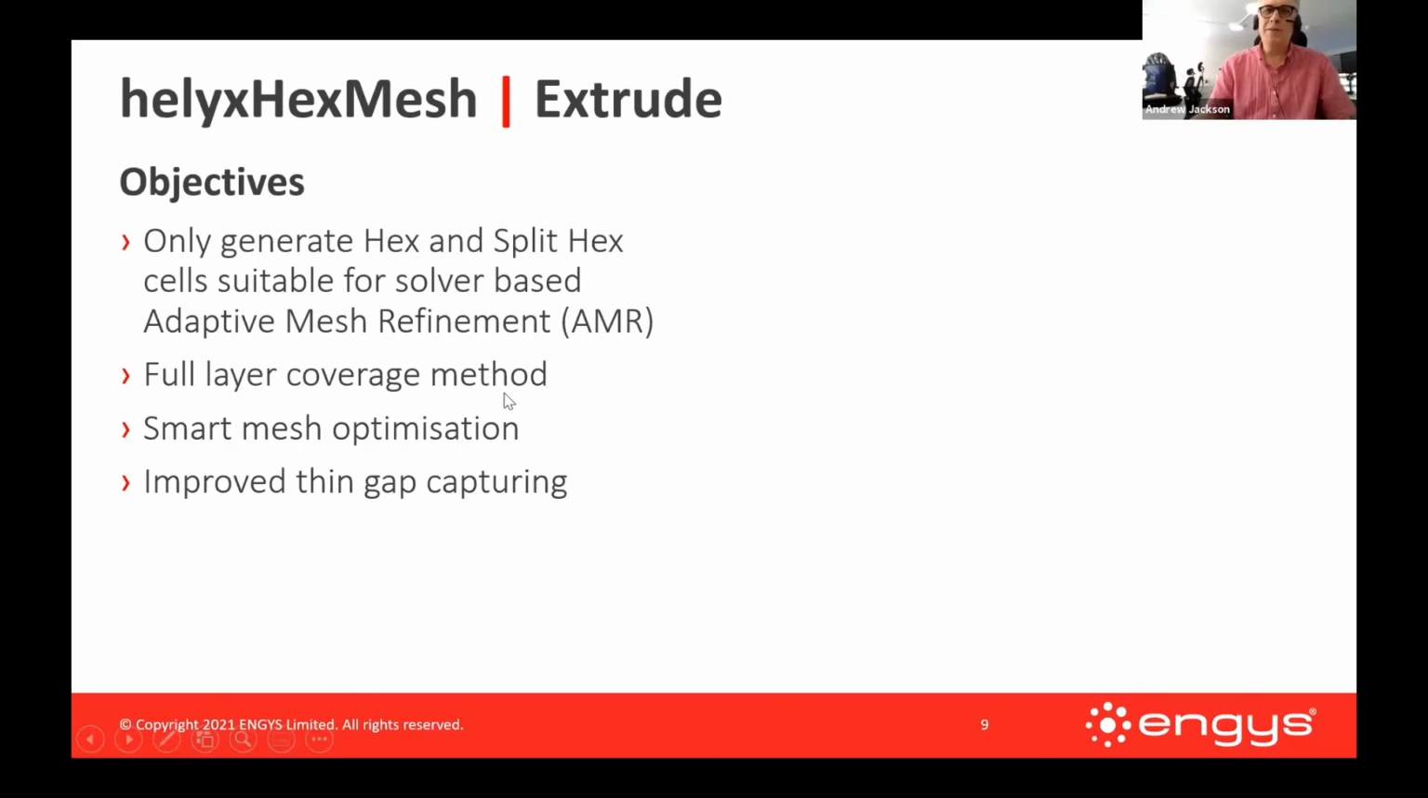And again, this is like an improvement on Snappy, with full layer coverage by using this method. We use all the smart optimization that we've built from the Extrude method, and also there are some issues with Snappy capturing thin gaps because it has to throw away cells, since it might cause snapping issues. But this can preserve a bit more information in the gap regions, so it does a better job of resolving them.